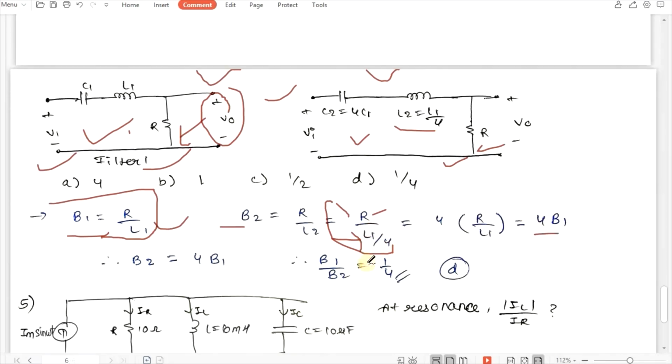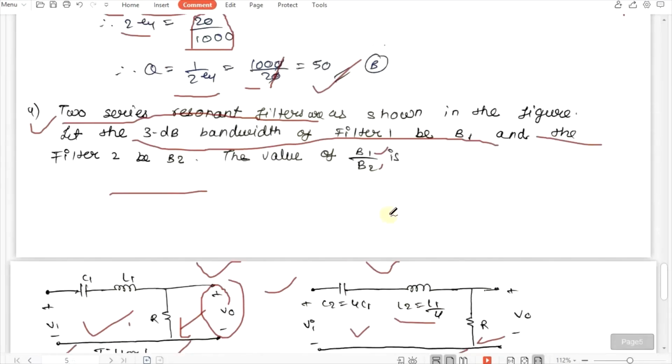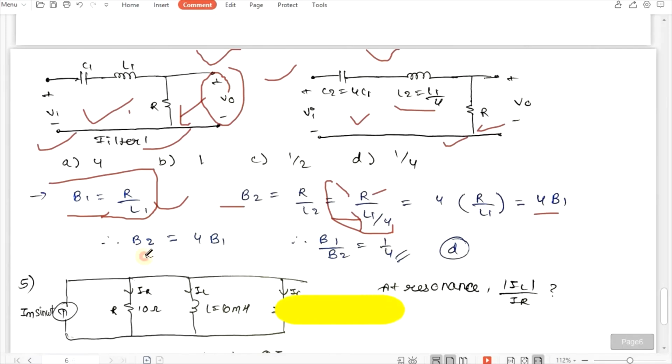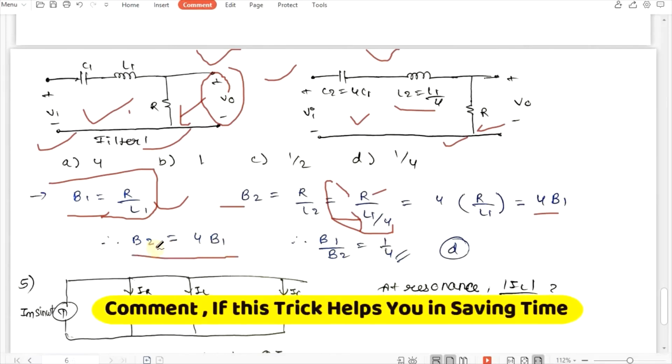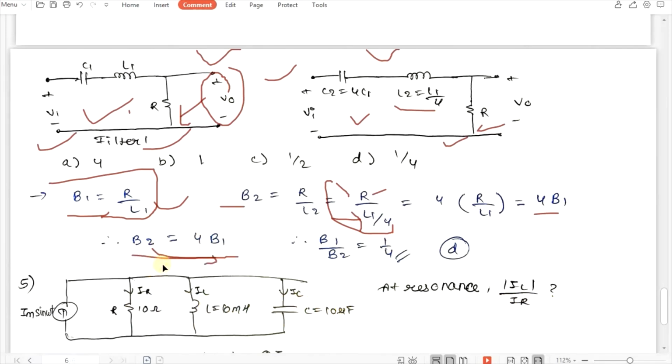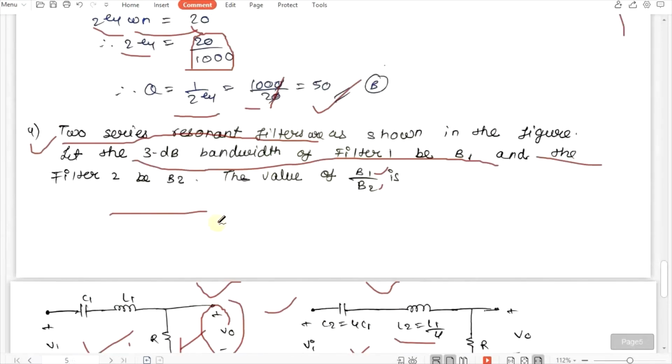Now in the question we want the ratio of B1 by B2. Here we have B2 equals 4 B1. So if we take B2 here and 4 here, we will get B1 by B2 equals 1 by 4. So the correct answer for this question is 1 by 4.